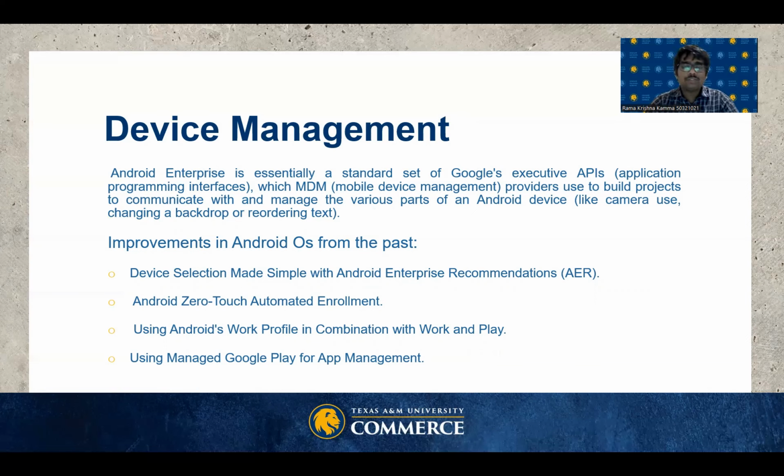So, improvements in Android from the past. A couple of improvements have been made, like device selection made simple from the Android Enterprise recommendations, Android zero-touch automated enrollment, using the Android work profile in combination with work and play, using managed Google Play for managing apps. This has been done for a long time. Suppose Android 10 has some improvements; if we release Android 11, that means there are a lot of improvements each and every time as time goes on. That's one of the reasons it becomes so popular.